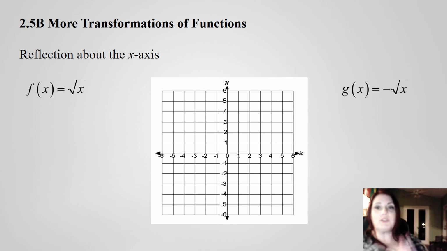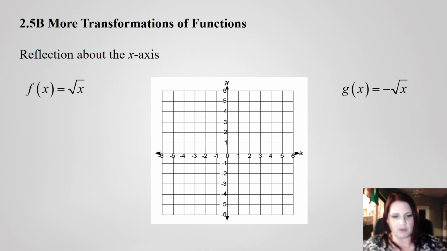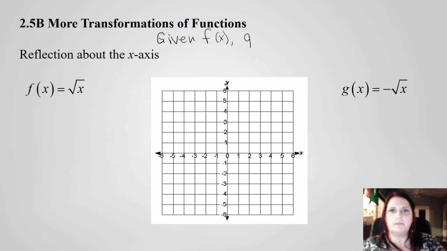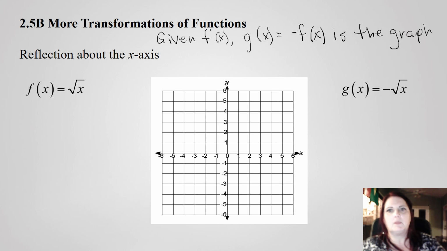All right, more transformations on functions. That will be fun. We're going to look at f of x as our parent function, and g of x is going to be our child function. So we're going to be given f of x, then our g of x is going to be the opposite of f of x, and that becomes the graph of f of x reflected about the x-axis.